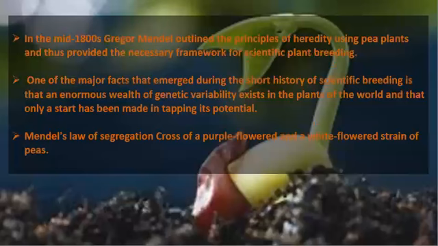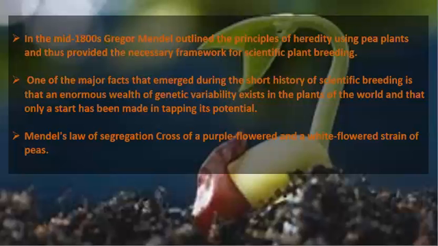In the mid-19th century, Gregor Mendel outlined the principles of heredity using pea plants and thus provided the necessary framework for scientific plant breeding. As the laws of genetic inheritance were further delineated in the early 20th century, a beginning was made toward applying them to improve plants. One of the major facts that emerged during the short history of scientific breeding is that an enormous wealth of genetic variability exists in plants of the world and that only a start has been made in tapping its potential.